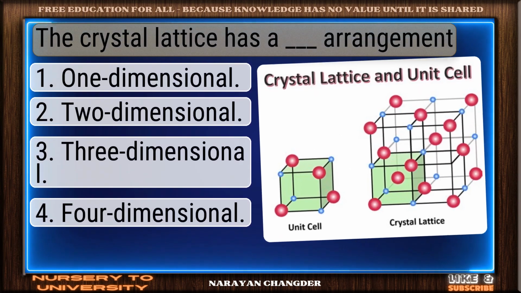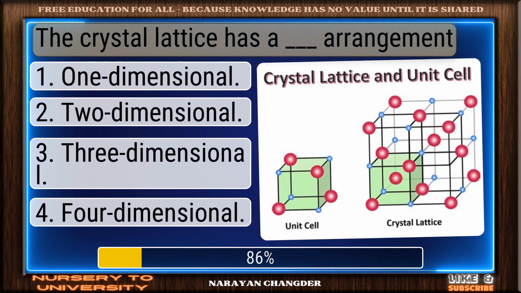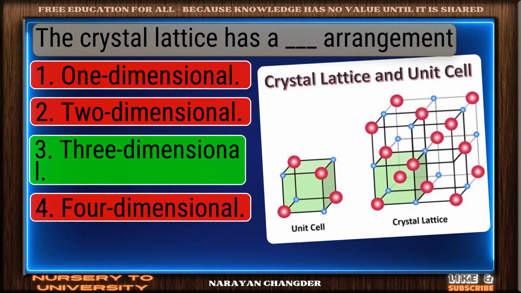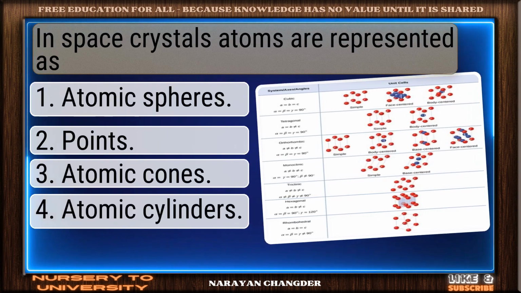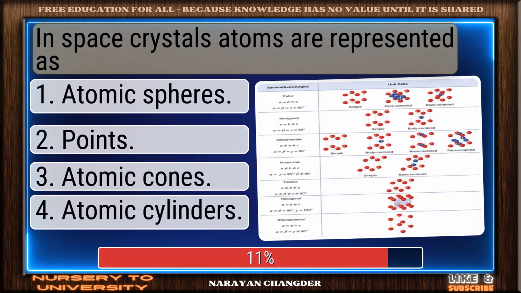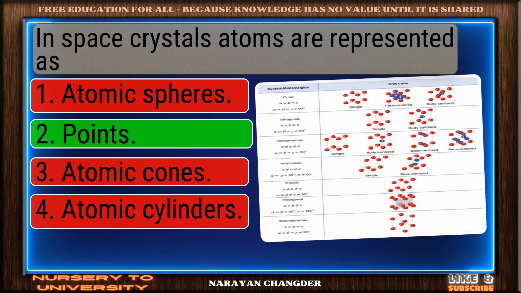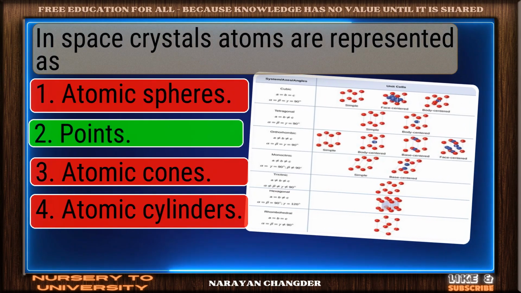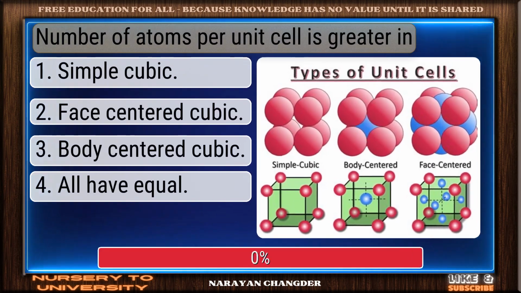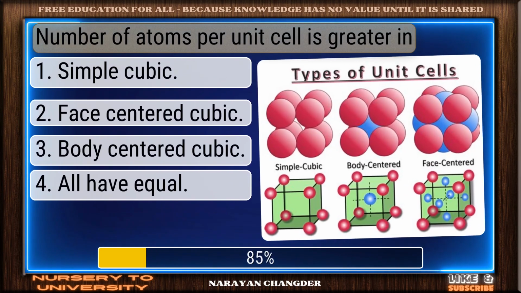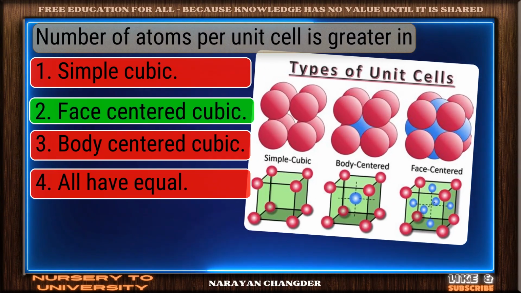The crystal lattice has a dash arrangement. Sharp thinking. 3-dimensional is the right choice. In space crystals, atoms are represented as. Nice work. You chose points and it is correct. Number of atoms per unit cell is greater in. You chose face-centered cubic and it is correct.